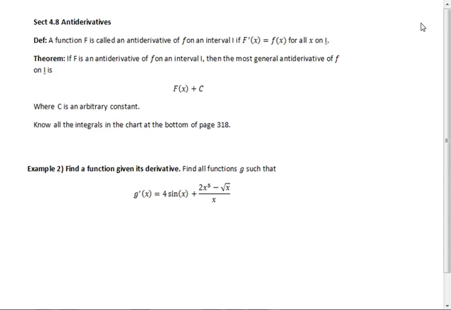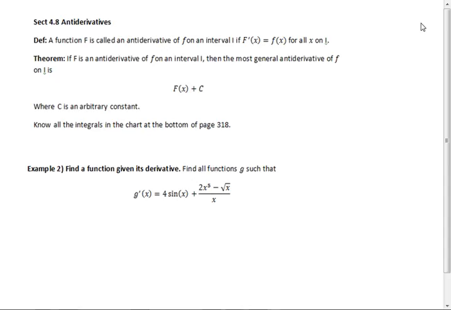Capital F is called an antiderivative of little f if its derivative equals little f of x. How do you know you have an antiderivative correctly? Just take the derivative. You better be back to that.